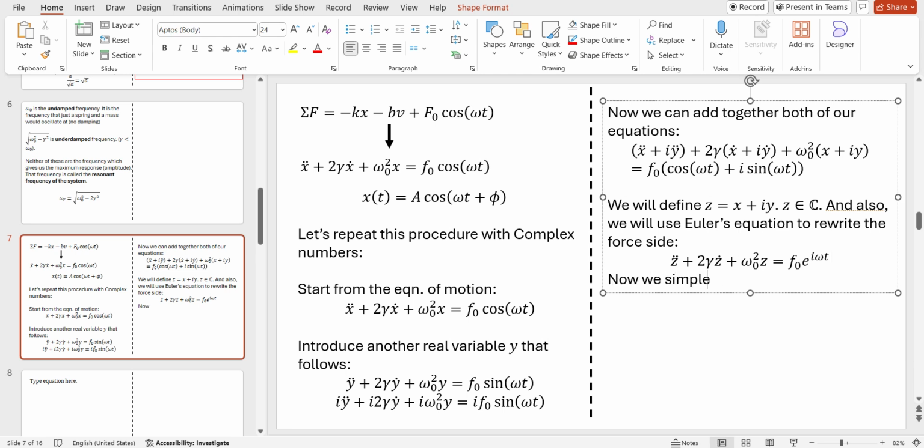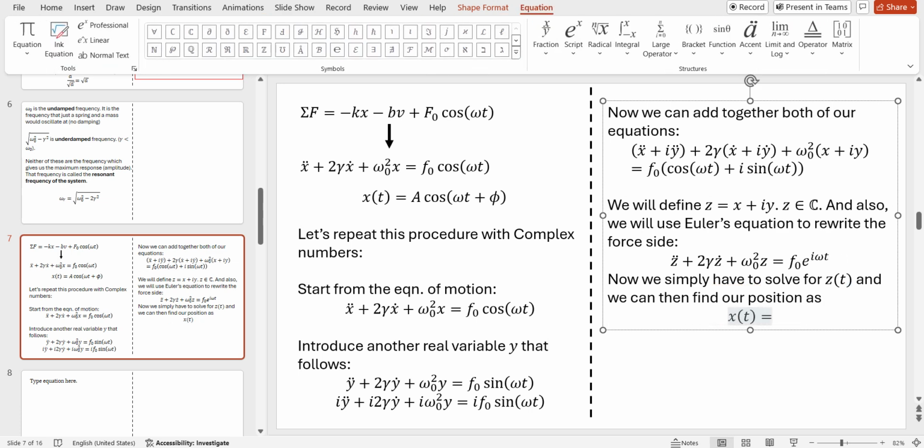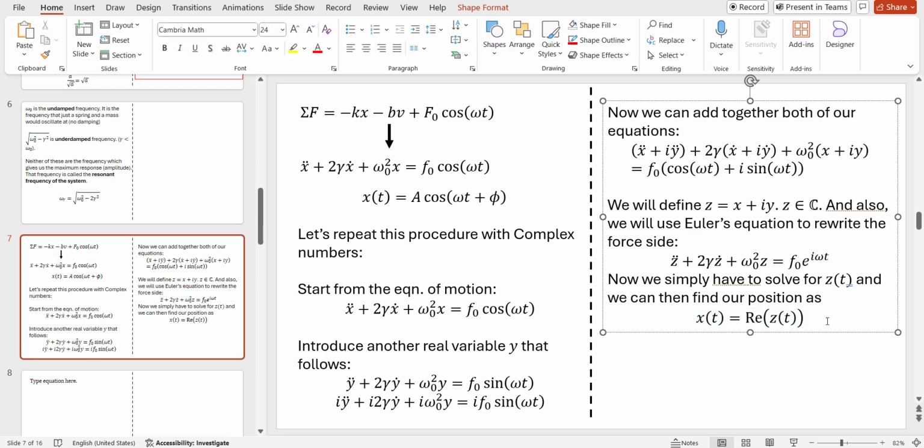Now we simply have to solve for z of t, and we can then find our position x of t as before, as the real part of z of t. All right. Same as before. Are there any questions? Can we get a quick pause on the video and just do a quick questions check? All right, I will assume you paused the video.